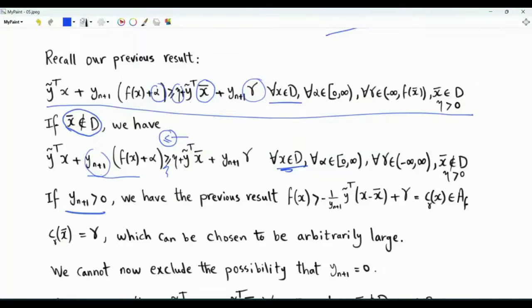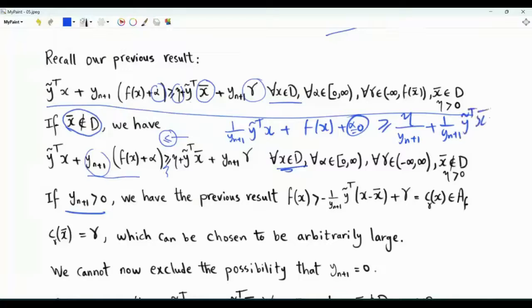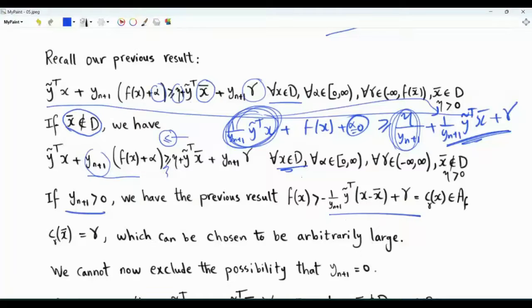It can be positive. And if it is positive, we can divide by it, and we get the inequality 1 over y_{n+1}, y tilde transpose x plus f of x. We can put alpha equal to 0. It is non-negative, so I can put alpha equal to 0 now. The inequality is sustained. In this case, we are dividing by a positive number. Then we have eta over y_{n+1}, then 1 over y_{n+1}, y tilde transpose x bar plus gamma, like this. Move this to the other side. And because this is a non-negative quantity, we can lower bound by these two terms minus this term, as we can see here. This is our C gamma of x.